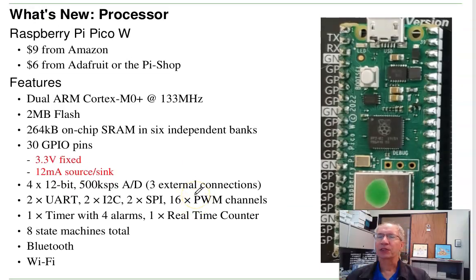The processor that we're using in Advanced Embedded is a Raspberry Pi Pico W. It's a $6 processor from PiShop. It's a dual-core ARM processor running at 133 megahertz. It's got 2 meg of flash on board, 264K on-chip static RAM, 30 I/O pins, 4 12-bit A to D inputs, 2 UARTs, 2 I2C, 2 SPI, 16 PWM channels, 1 timer with 4 alarms, 1 real-time clock, 8 state machines, Bluetooth, Wi-Fi. It's a pretty impressive chip for $6.